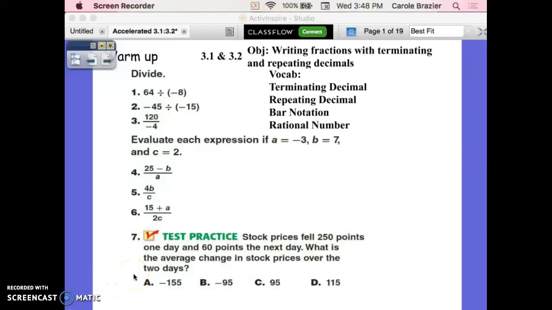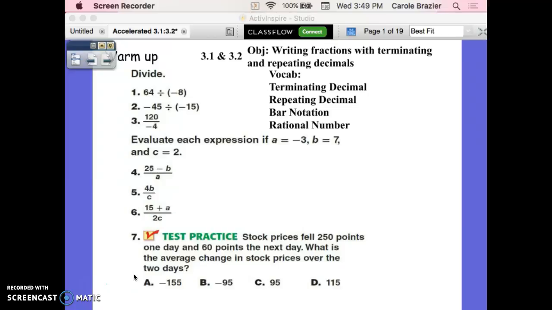Today you guys will be writing fractions as decimals and decimals as fractions, and using repeating decimals and terminating decimals. So you need to pause the video and you'll have 5 minutes to complete your warm-up. You need to make sure that you head your notes with the objective and have the vocabulary, and then we will move on. So pause the video and complete your warm-up and head your notes.